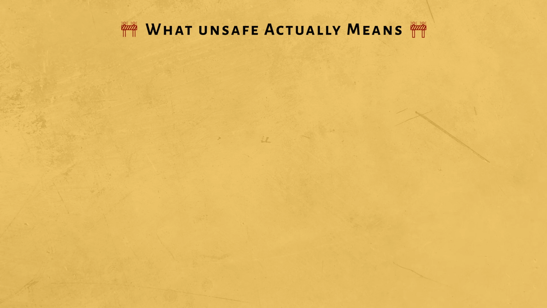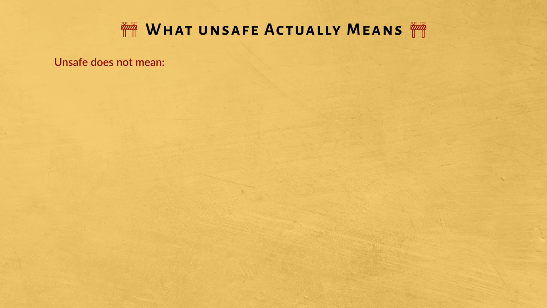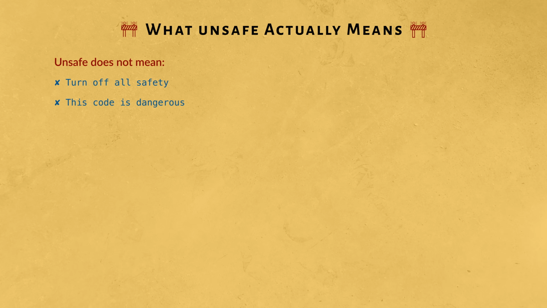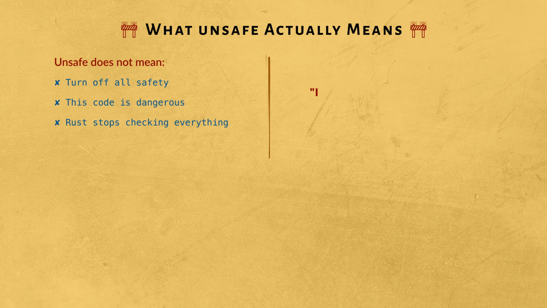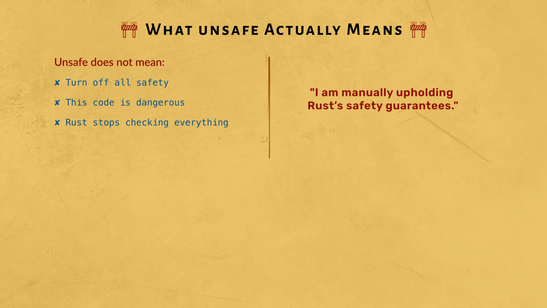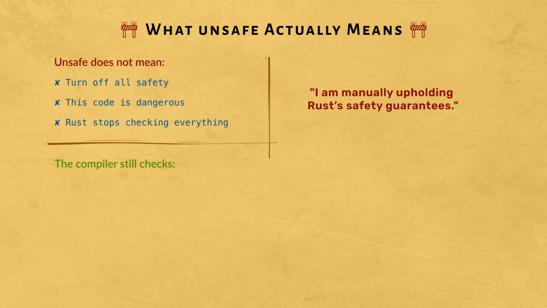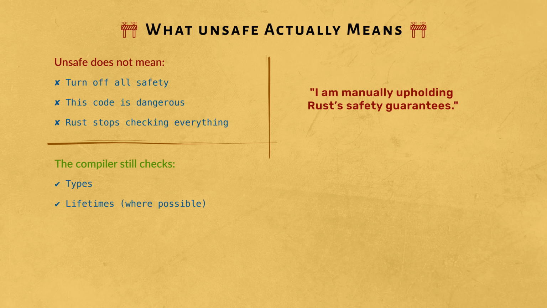This is critical to understand. Unsafe does not mean turn off all safety. This code is dangerous. Rust stops checking everything. What it actually means is, I am manually upholding Rust's safety guarantees. The compiler still checks types, lifetimes where possible.